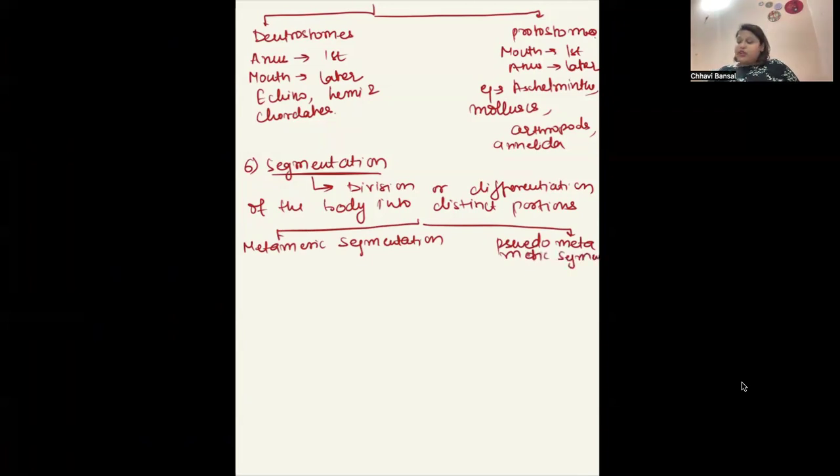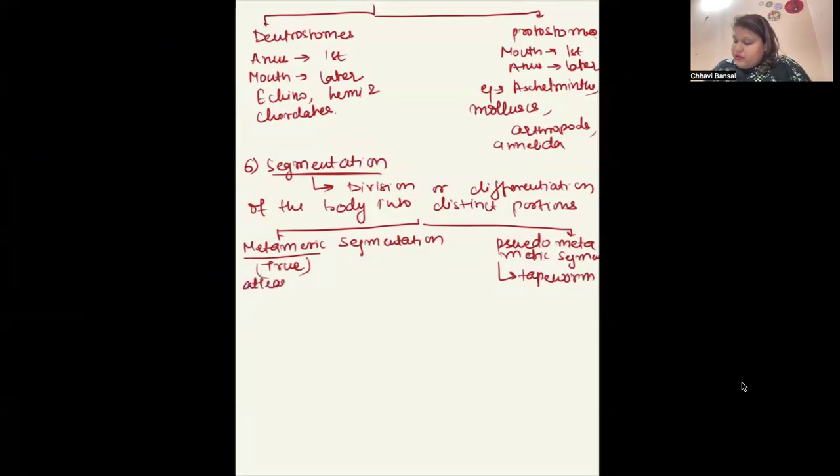Pseudo metameric segmentation only occurs in tapeworm. Tapeworm is a type of platyhelminthes. We'll be dealing with it later, but it has pseudo metameric segmentation. Now, what is metameric segmentation? It means true segmentation. What is true segmentation? The body divides externally and internally, and the division corresponds to each other. That type of segmentation is called true segmentation.